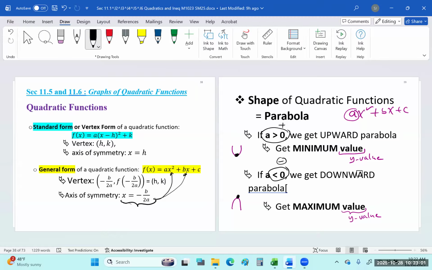And when the question asks, what's the minimum value or what's the maximum value, that value represents the Y value, not the X value. So if the question is asking, what's the minimum value of this function, it means they're asking for the Y value of the vertex. Since we don't have a formula for the Y value, you have to do two steps. First, find the X value using the formula, and then substitute in the function to get the Y value.